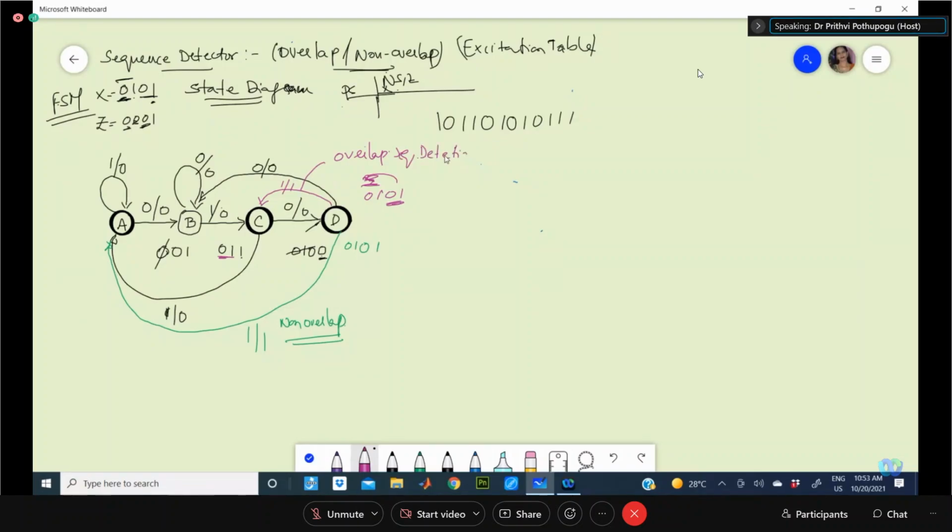So according to our design need, I am putting both of these in the same state diagram. So whichever one you are designing, accordingly you have to consider that state diagram and design. Hope you understood how we have taken these transitions from one state to another state.